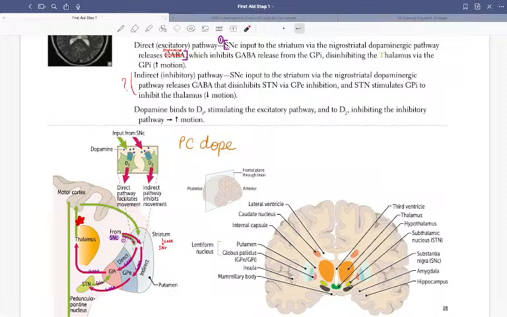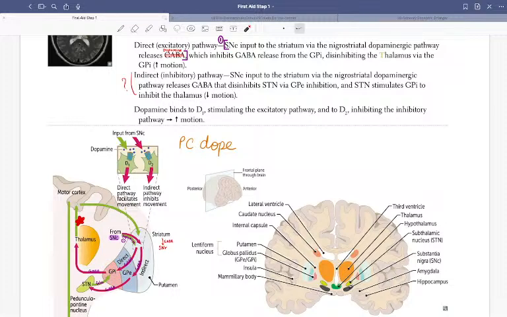The direct pathway came and directly stimulated this, and because it's stimulated, therefore this got inhibited. The direct pathway basically comes like this. That GABA, this got in.